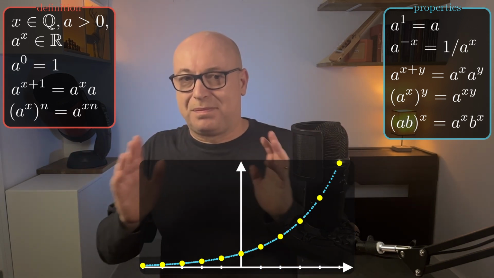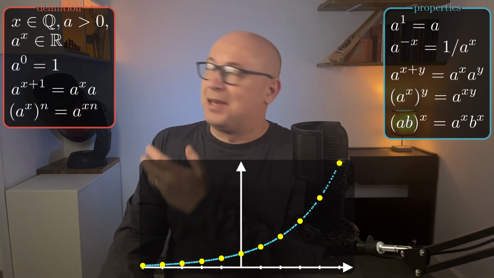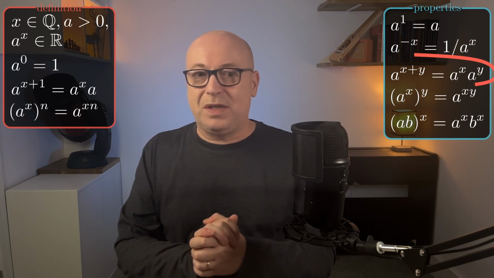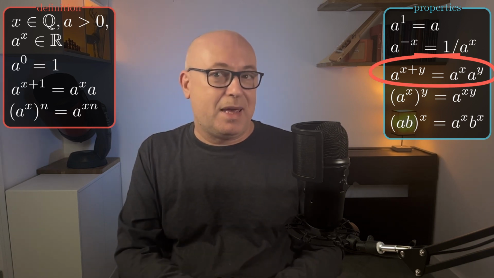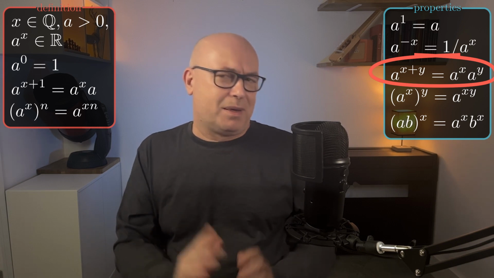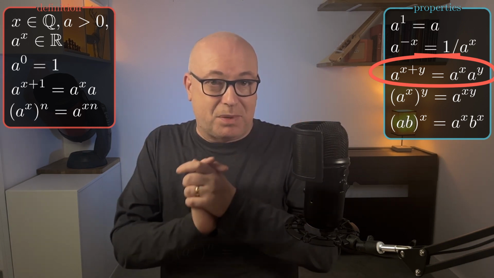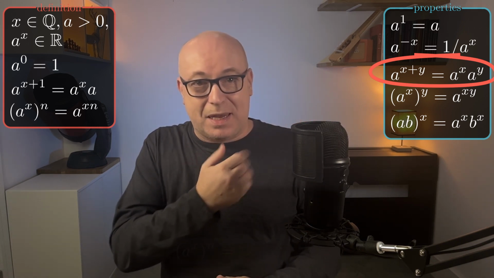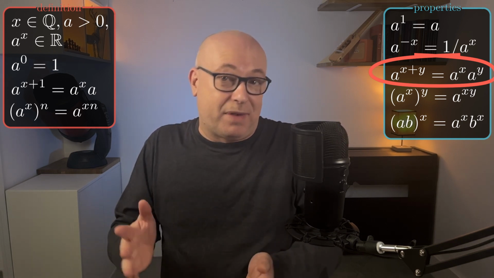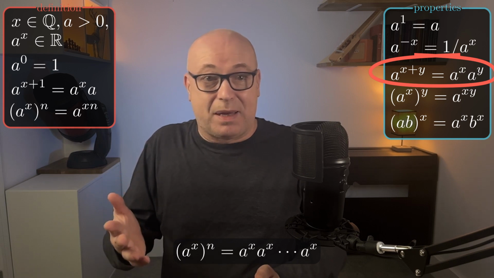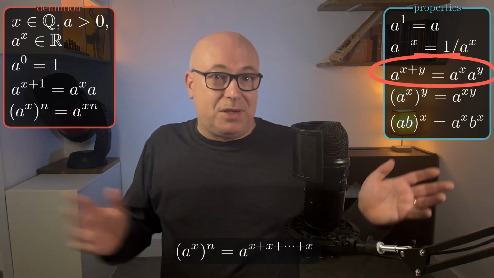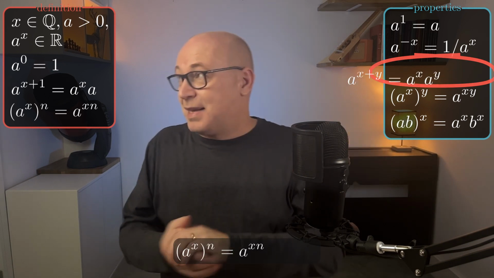But let's not go so fast. Our definition is getting a bit messy, so let's tidy it up. Starting with this property, a to the power of x plus y equals a to the power of x times a to the power of y. Now that's a pretty basic property, and by repeated applications of this property, it does in fact show that a to the power of x to the power of n equals a to the power of x times n, just like so. So let's use this as our defining property instead.